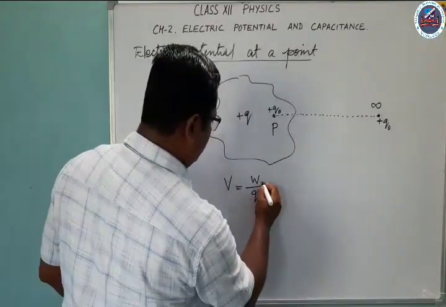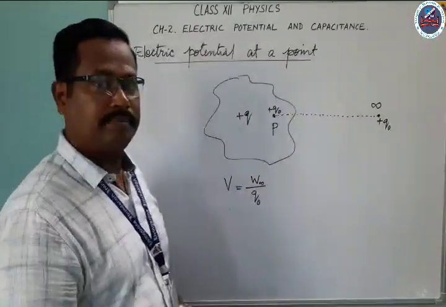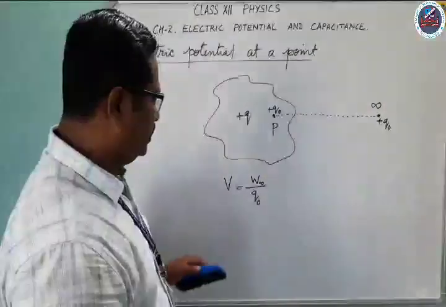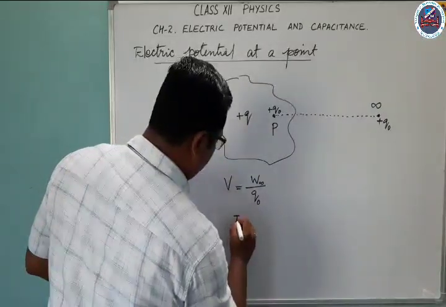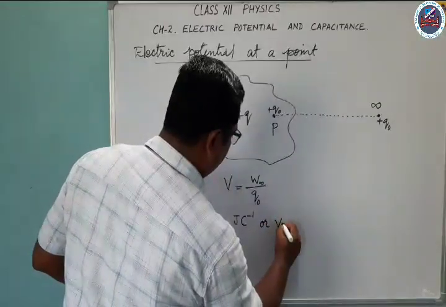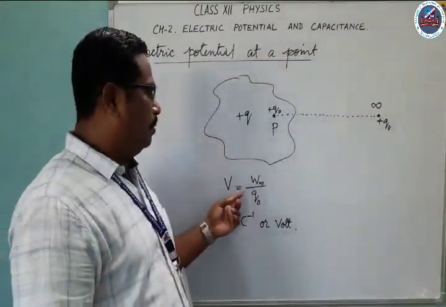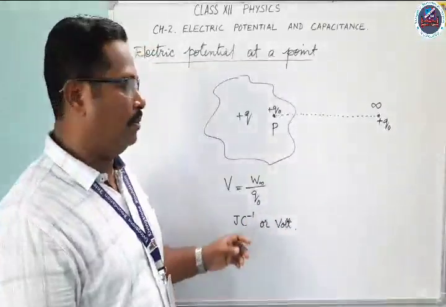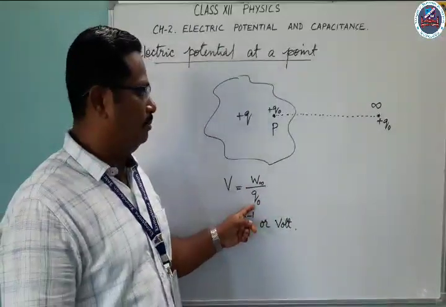We can write it as the work done in bringing from infinity. It is a scalar quantity, and its SI unit is joule per coulomb, or we call it the volt. Potential can be positive, it can be negative, it can even be zero, depending upon the work done and the charge that you are bringing.